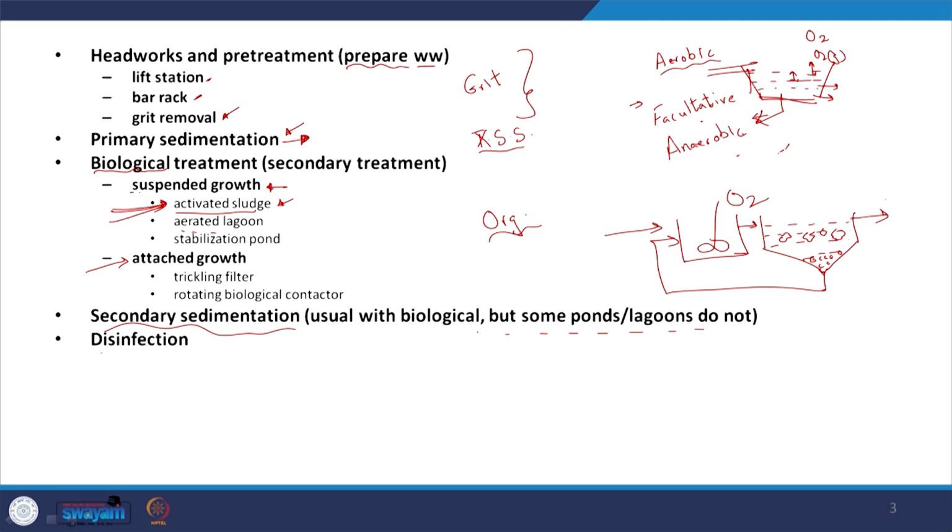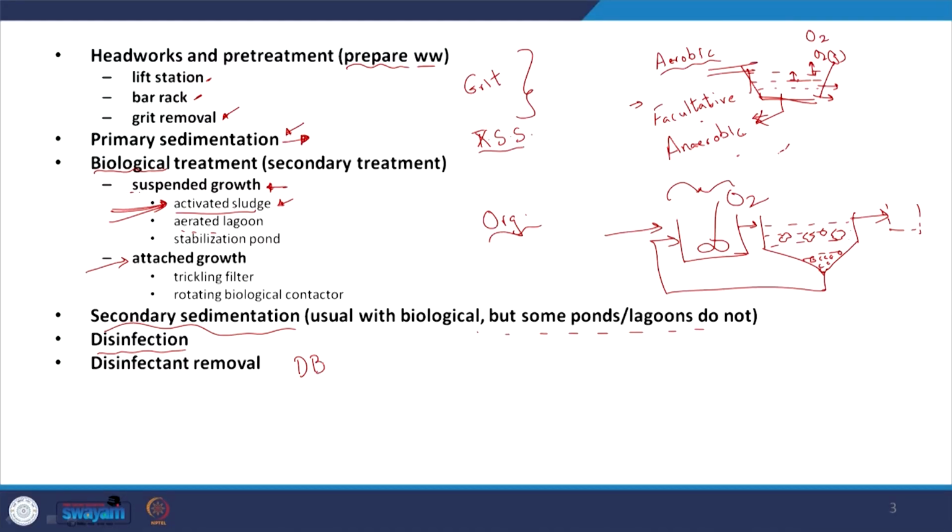Then disinfection, because even though most of the pathogens will be killed in the aeration tank, you will still have some pathogens, and that's what you want to take care of by disinfection. And depending on the kind of disinfection that you are using, you either have to look at bringing down the disinfectant that you added, or minimize the disinfection byproducts, which I am going to label as DBPs, which are typically carcinogenic.